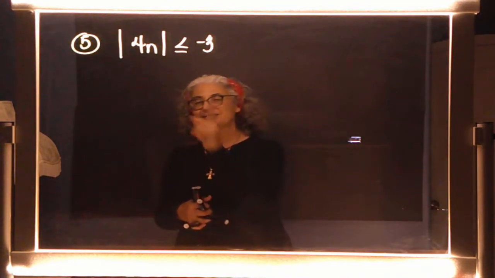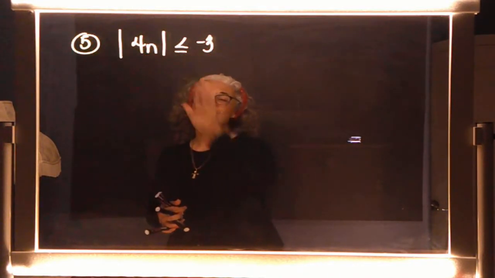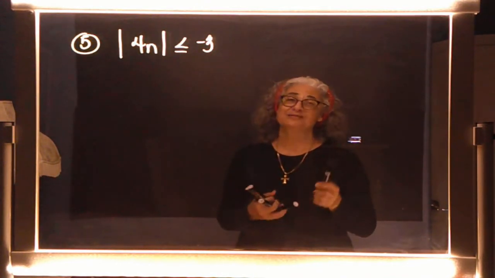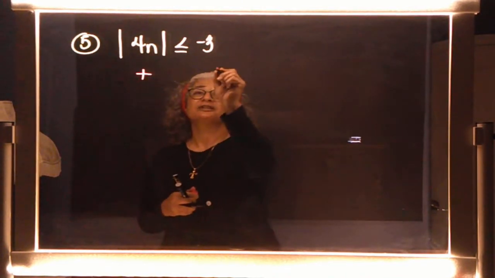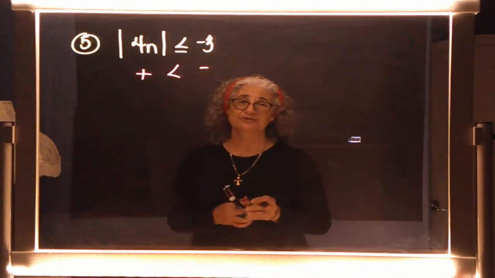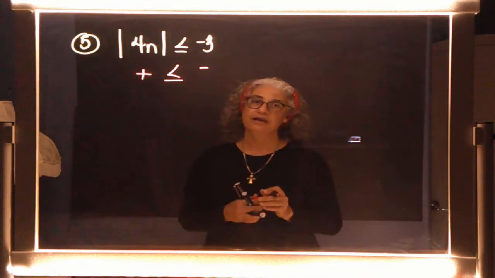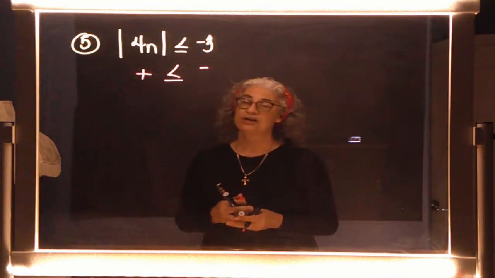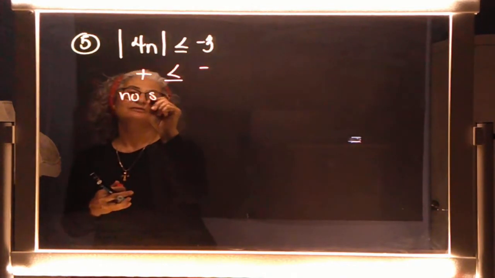Okay. But let's take a closer look at this problem. I have these absolute values that are less than or equal to a negative 3. Now, wait a minute. Absolute value means I'm dealing with what kind of number? Yeah, a positive number. And over here is a negative number. Is a positive number less than a negative number? No. Is a positive number even equal to a negative number? No. So is there any way that I could even solve this problem? No. So what's the answer to this problem? Yeah, this one's no solution.